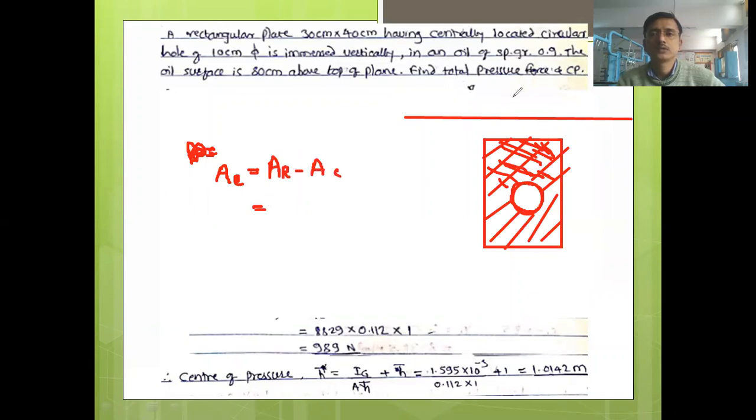So area of rectangle will be what? 30 centimeter by 40 centimeter, means 0.3 by 0.4, minus area of circle, that will be pi by 4 into d square. D is nothing but 0.1. Here it will be 0.3 and 0.4, as 40 and 30 are given. So you will get the area in meter square.